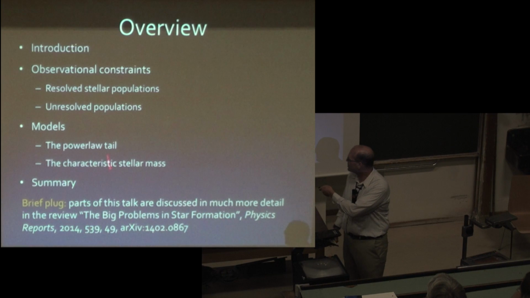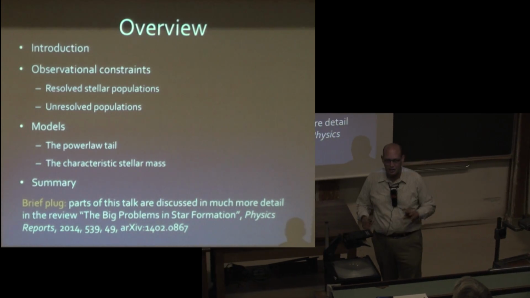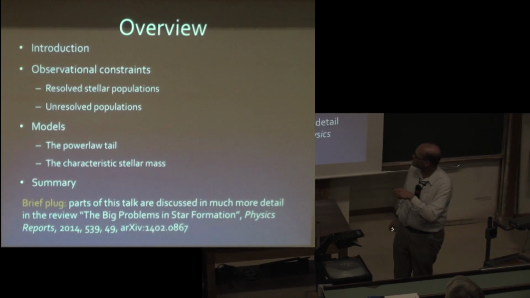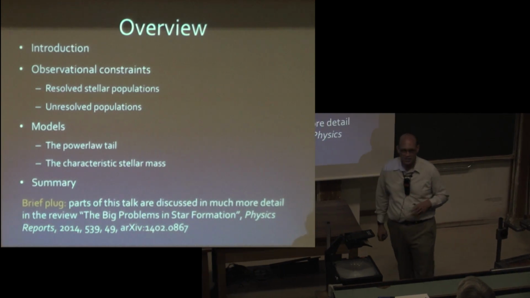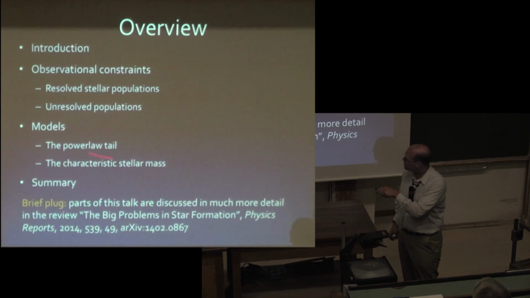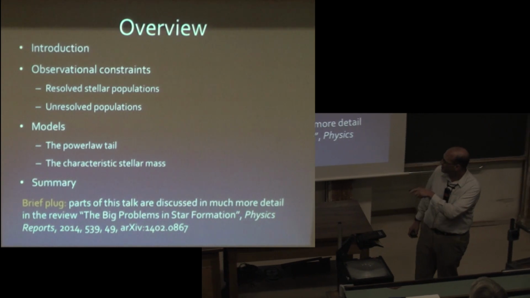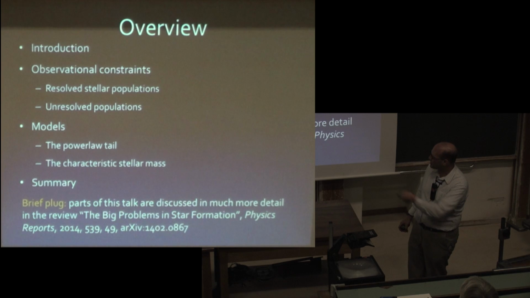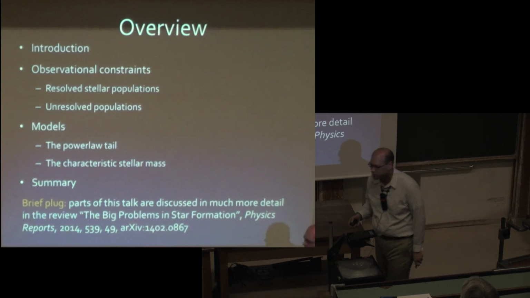Here's the overview. I'll start with an introduction for those who do not think about this class of problems, and then I'll discuss some observational constraints on stellar masses. I'll spend the bulk of the talk, since I am, of course, a theorist, on models to try and explain where the masses of stars come from, and then I'll summarize.